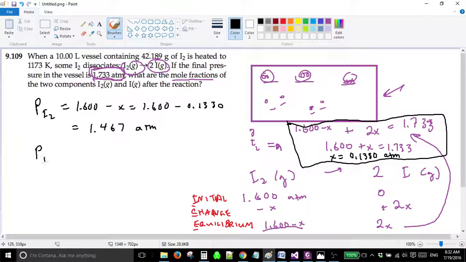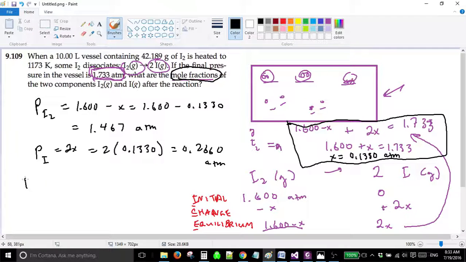Now the pressure of the products, which is just atomic iodine, is 2x. And that is 2 times 0.1330 atmospheres, which is 0.2660 atmospheres. Okay? So now we have the partial pressure of each component, and they want the mole fraction of each component. So remember, at this point you can just stop the video. I think you already know what's going to happen next. But if not, here you are.